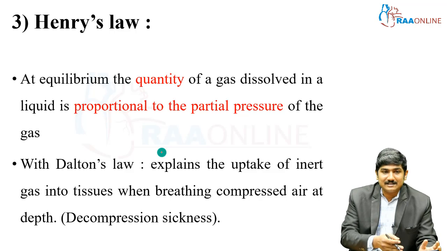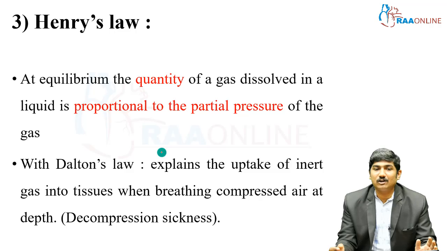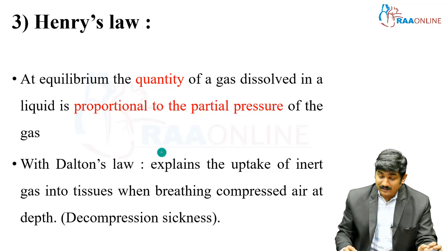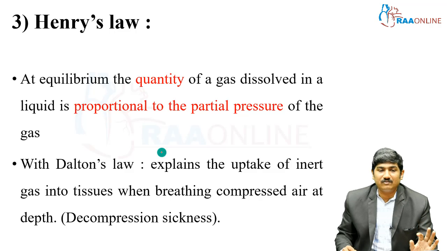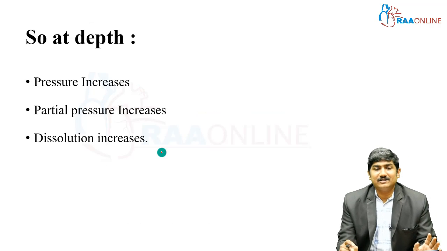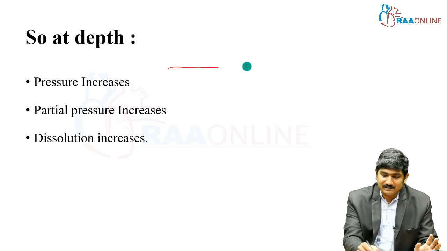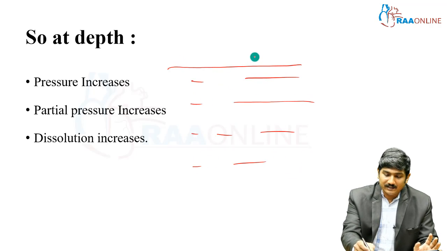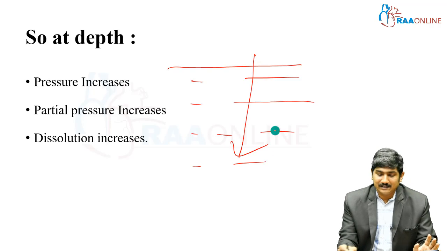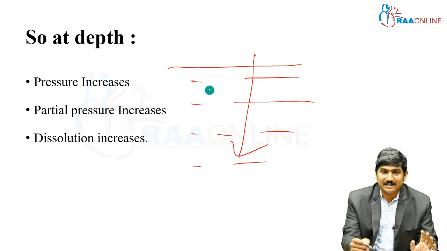So Dalton's law plus Henry's law explains the uptake of inert gases into tissues when breathing compressed air at depth. This is the backbone of decompression sickness. So what actually happens at depth? This is the sea level. Imagine this is seawater. When he goes inside to depth, the pressure increases because of the density of the water, because the water has a density, right?